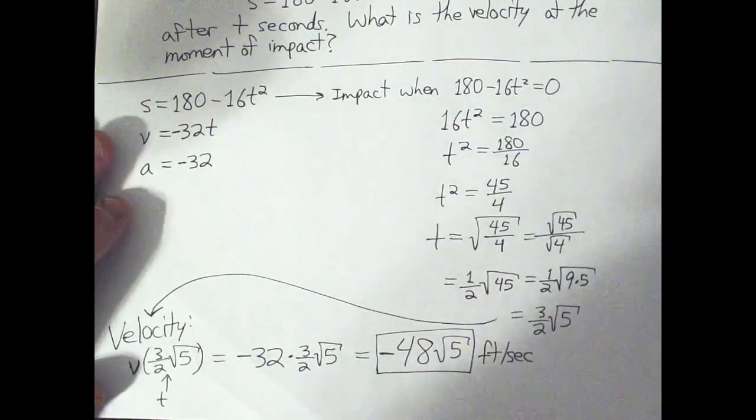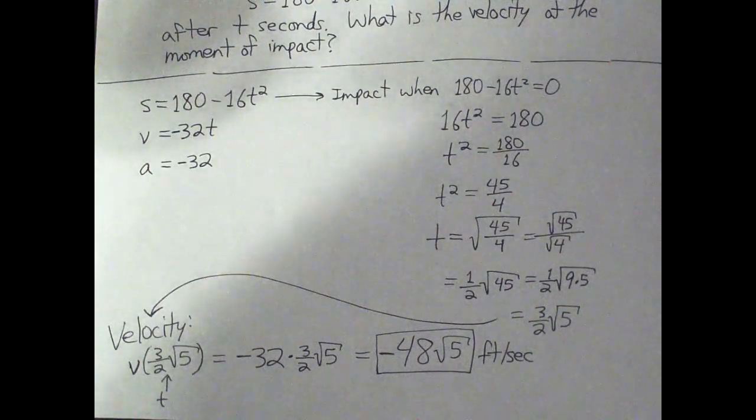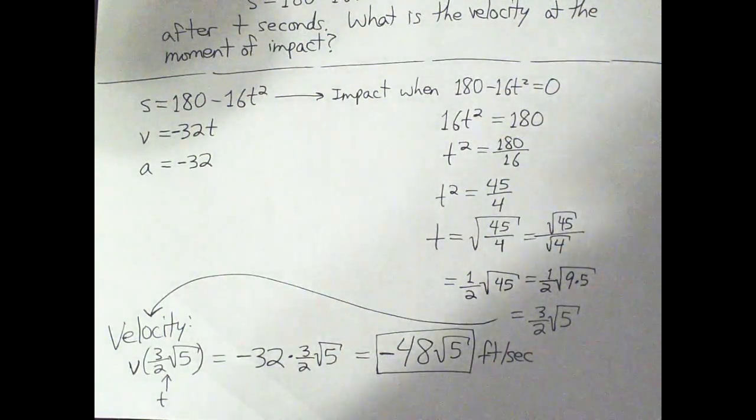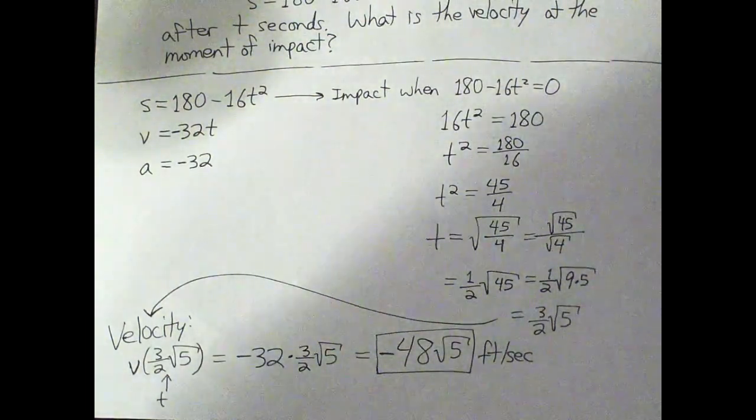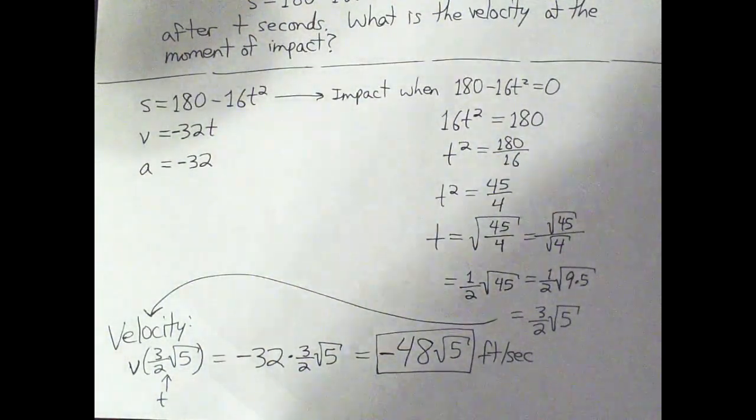I was expecting that this answer would be negative because the height above the ground is decreasing. So that part makes sense. I guess if you ask me what is the speed, then I would just turn this into a positive. But we're not going to talk about speed very much. All right, so that's the answer. Negative 48 square root of 5.